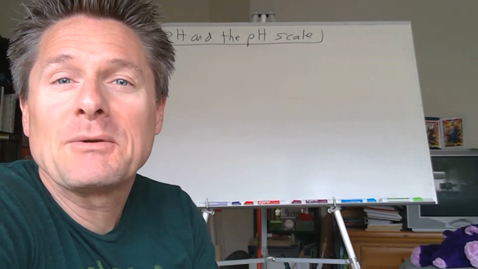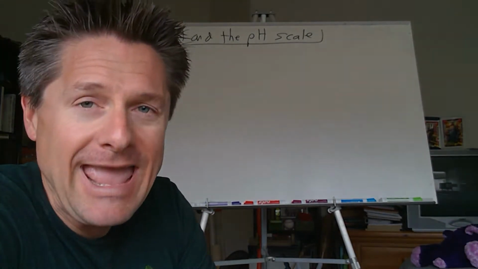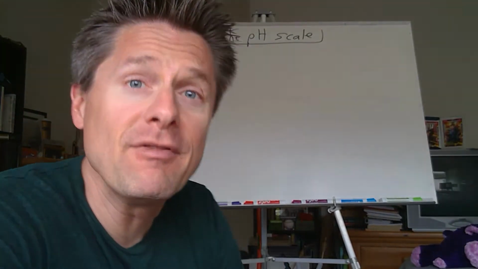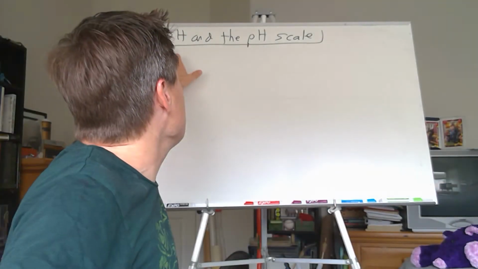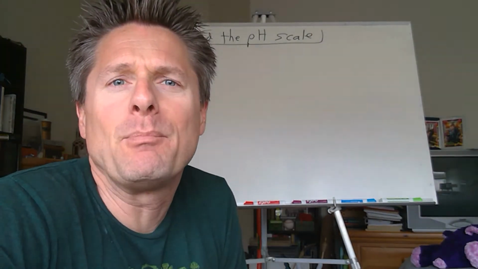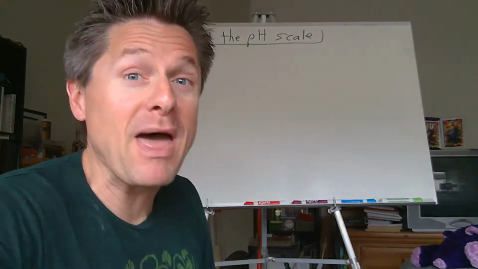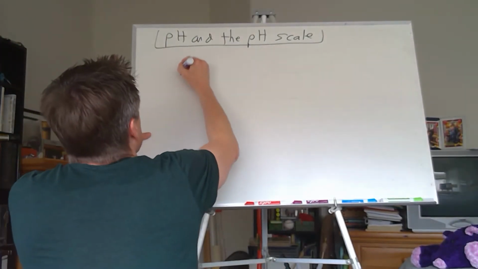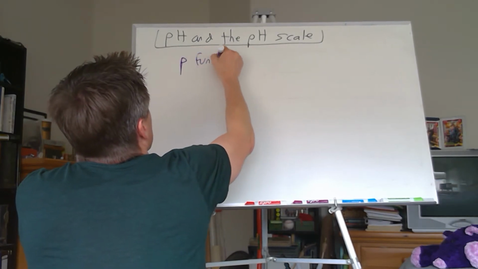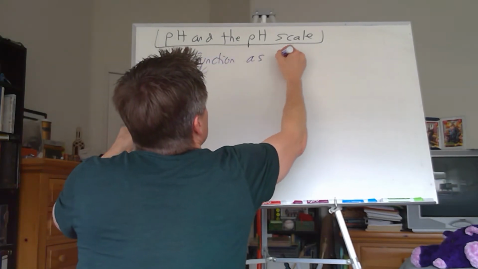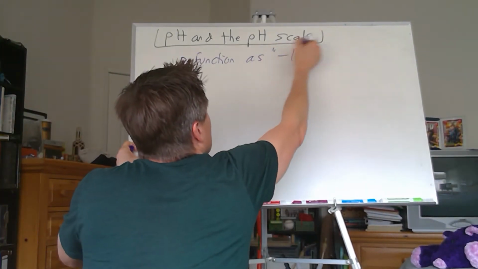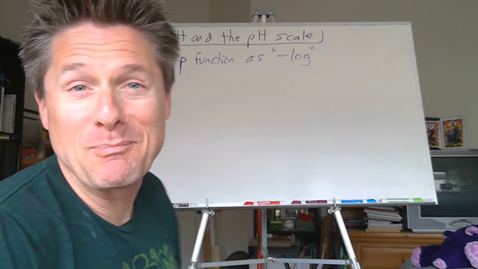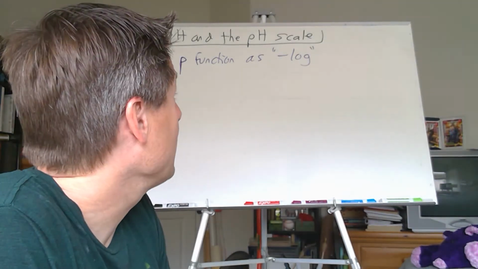Let's take a look at this second way of looking at solution acidity. So pH, I think pretty much everybody's heard of that. But what that means is, I kind of joke around, to P on something mathematically is to take the negative log of it, right? So it's just a mathematical function. Think of the P function as the negative log. So if I'm going to P on something, I'm going to take the negative log of it.